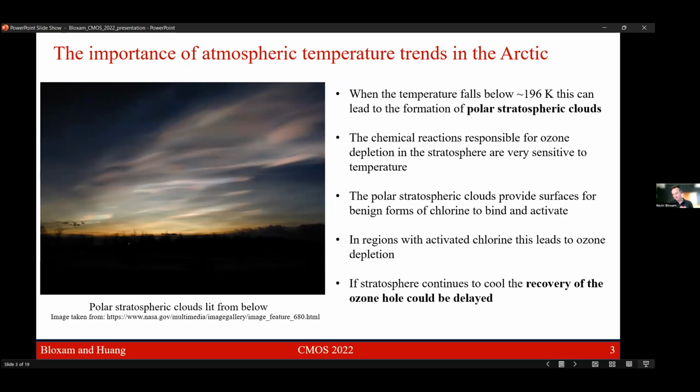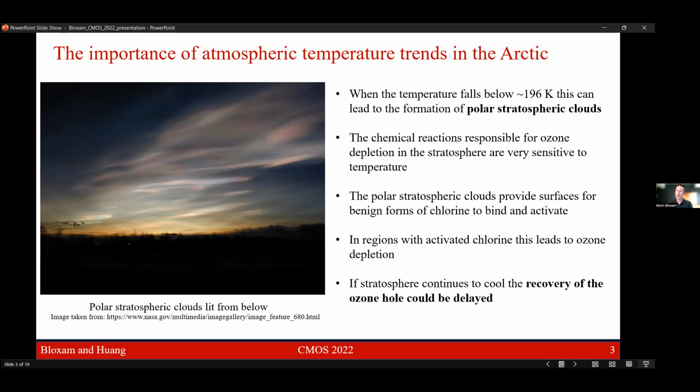Maybe one of the more important reasons why this is worth knowing more about is that in the stratosphere, there is the formation of something called polar stratospheric clouds, and they require really cold temperatures to form, around 196 Kelvin. And it's feared that in the face of climate change, if the stratosphere is going to continue to cool, then PSCs may form more in the future.